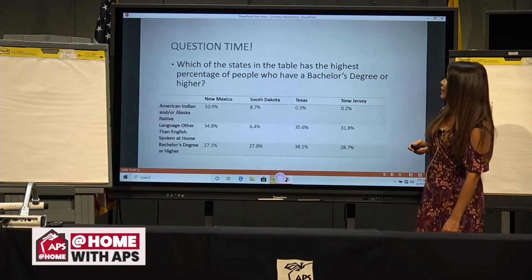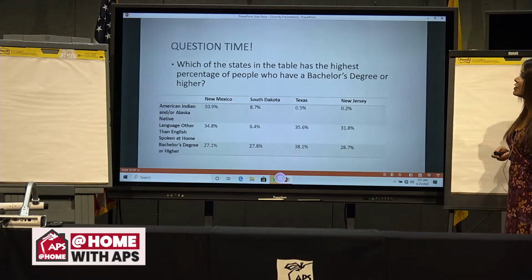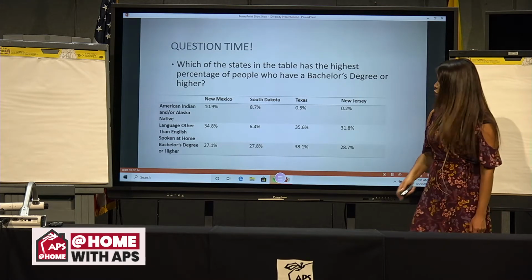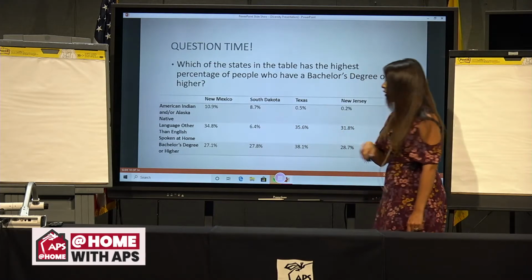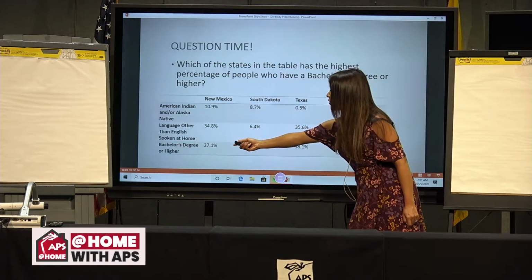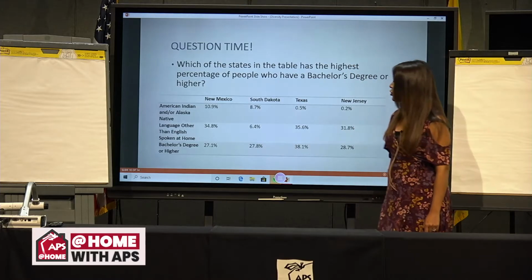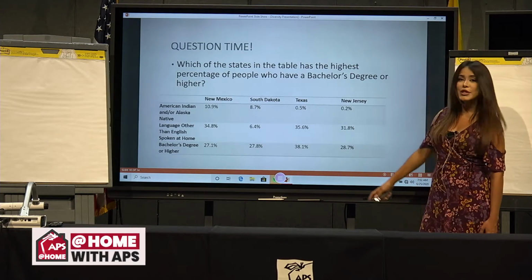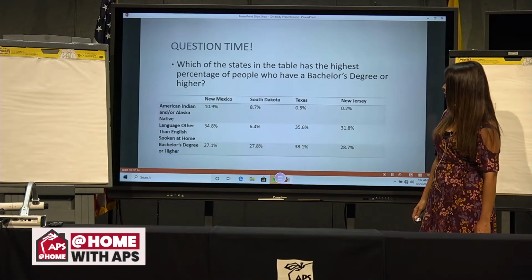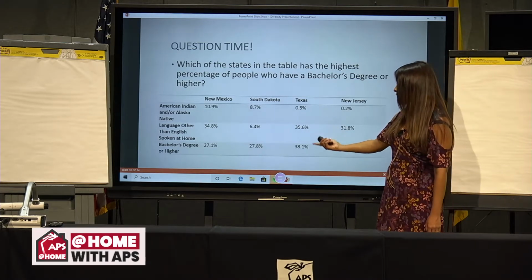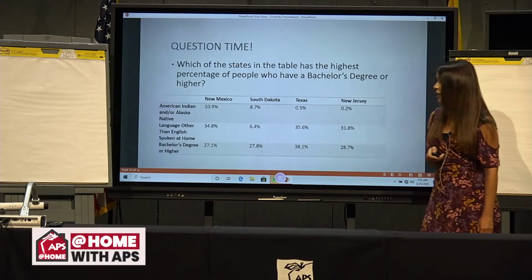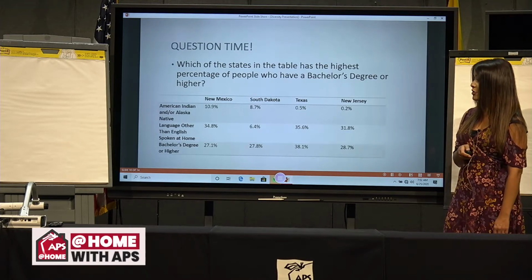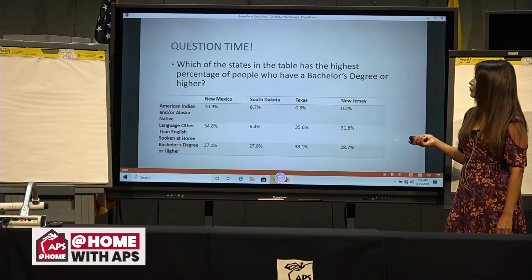Which of the states in the table has the highest percentage of people who have a bachelor's degree or higher? So we'll be looking at this last row right here. We have New Mexico with 27.1, South Dakota with 27.8, Texas with 38.1, and New Jersey with 28.7. Looks like Texas, again, with 38.1 has the most people in their population with a bachelor's degree or higher.